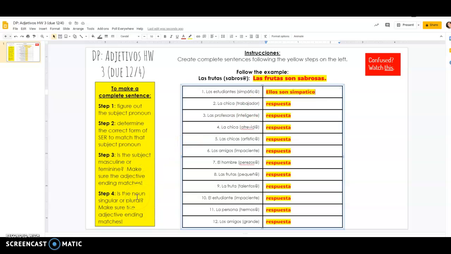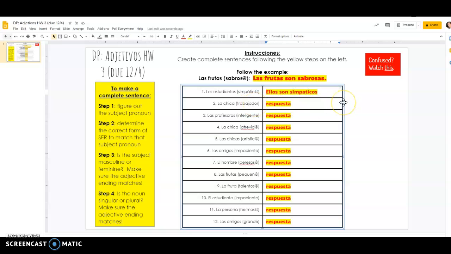And then step 4 is the noun, singular or plural. So that's los estudiantes, that's our noun. That's plural, there's more than one. So therefore, we have to make sure our ending matches. So remember what we learned today? Ellos son, anytime it ends in a vowel, I'm going to add an S. If it ended in a consonant like R, well then I would have to add an ES, assuming it was still masculine. Trabajador is a funky one.